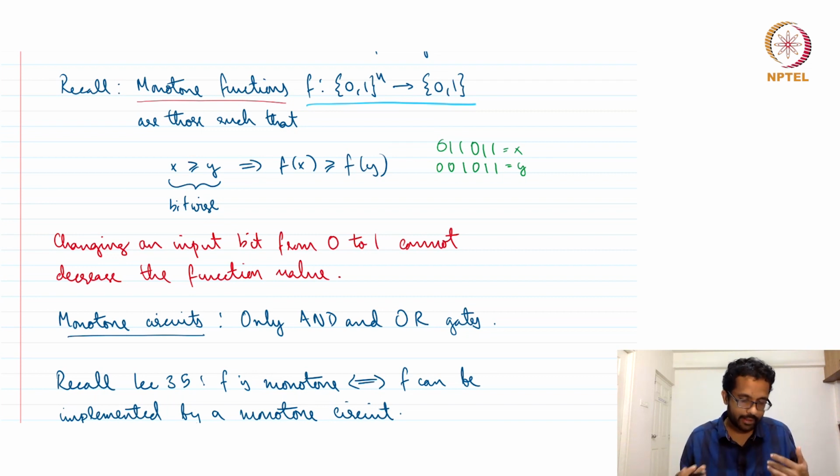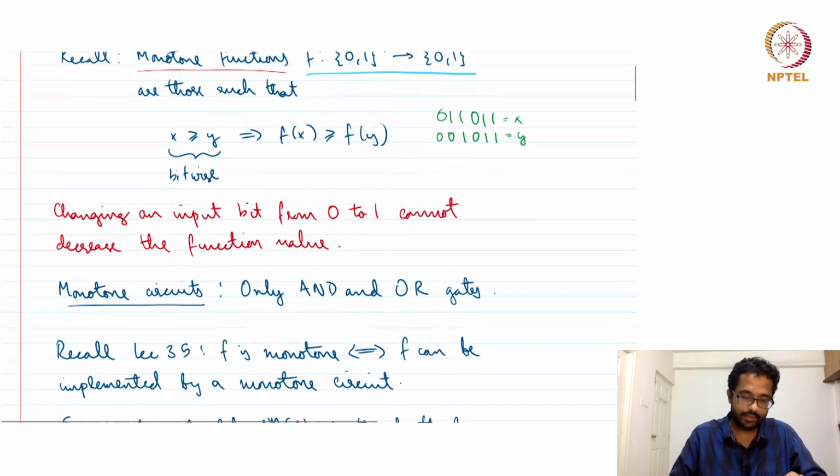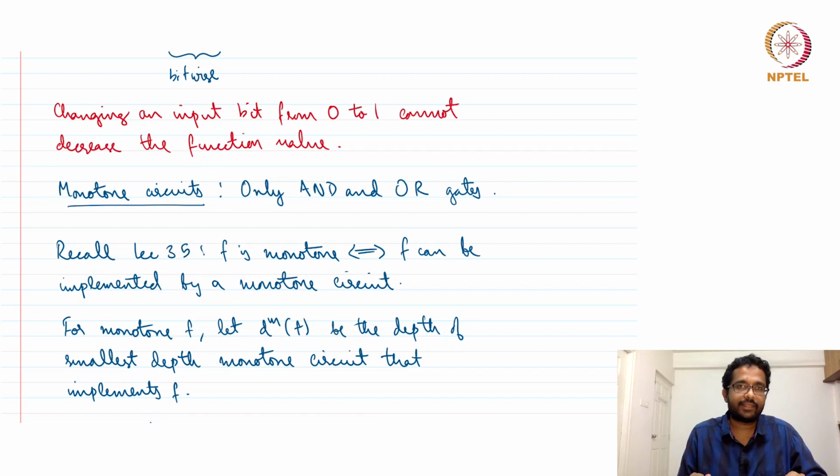Another way to view the same thing is that if you flip one input bit from 0 to 1, then the output cannot go from 1 to 0. The output cannot decrease. The output may remain the same, at 0 or 1. The output may increase from 0 to 1, but it cannot go from 1 to 0. This is another way to view monotone functions. And monotone circuits are just whatever we can implement with just AND and OR gates.